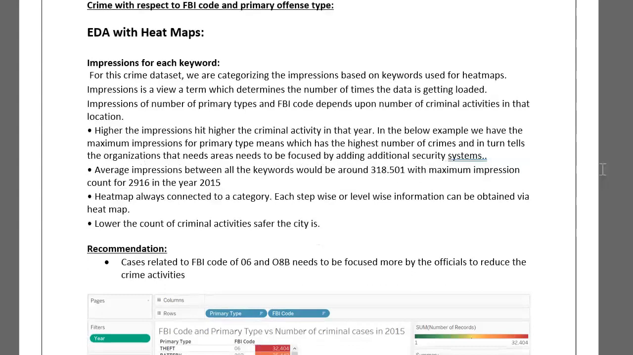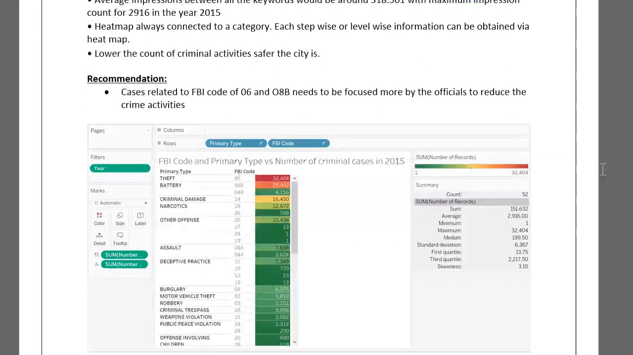Here, the next one, we are just going on with the primary offense type, with respect to the FBI code. We have the FBI code and the primary type, which is used to compare against the number of criminal cases in the year of 2015. In this chart, you can see the trend goes from green to red.